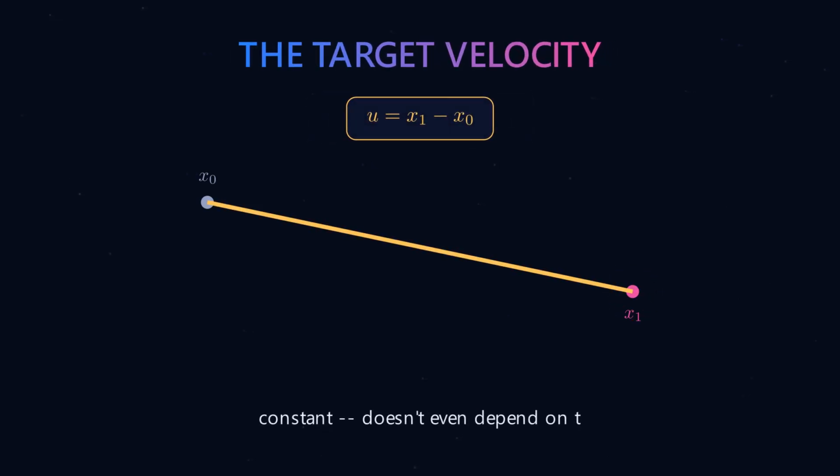Because it's linear, the derivative is beautifully constant, and it doesn't even depend on t. The target velocity is simply x1 minus x0. Think about what that means physically. It's the straight arrow pointing directly from the noise sample to the data sample, the exact direction and exact speed a particle would need to travel that line in unit time. We've just written down, in closed form, with no optimization required, a velocity field that transports this one specific noise point to this one specific data point.